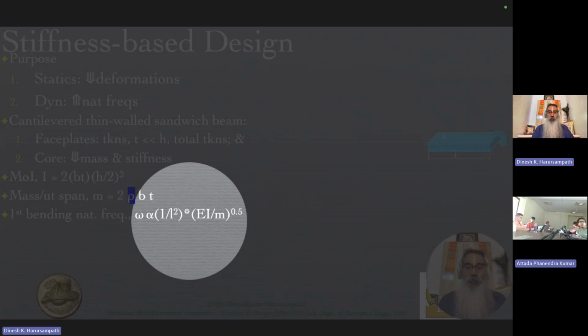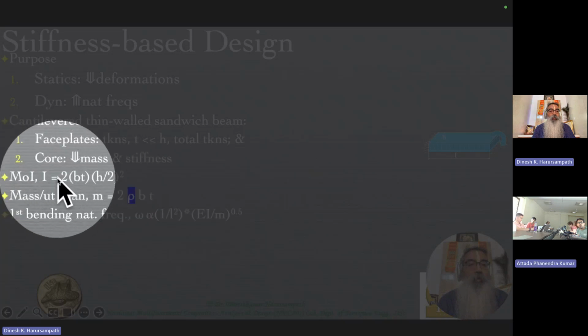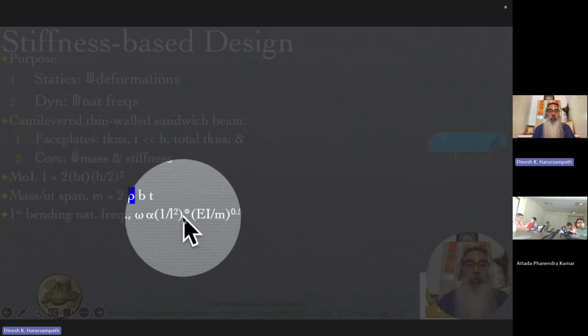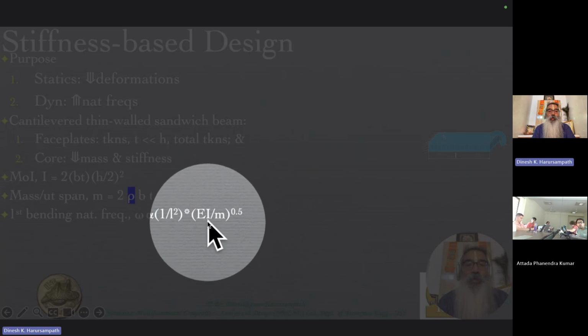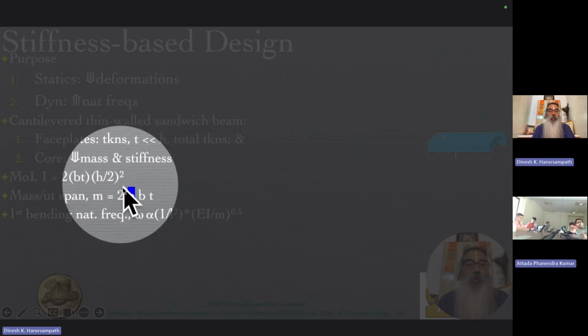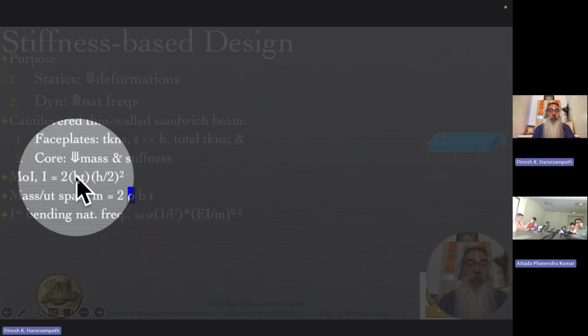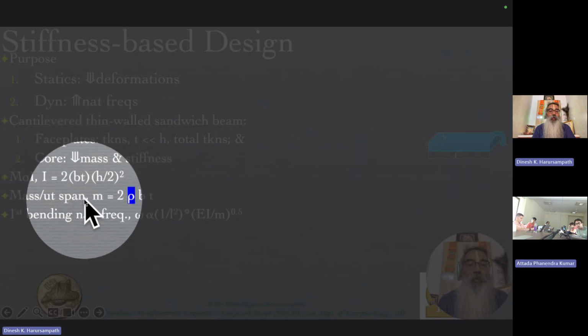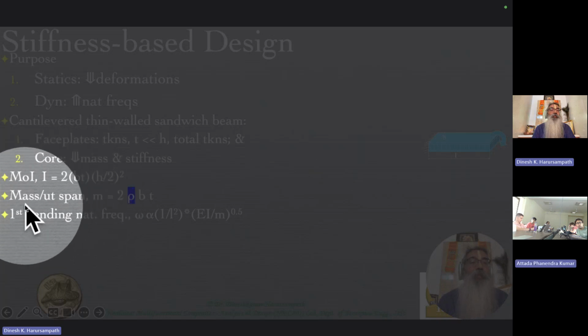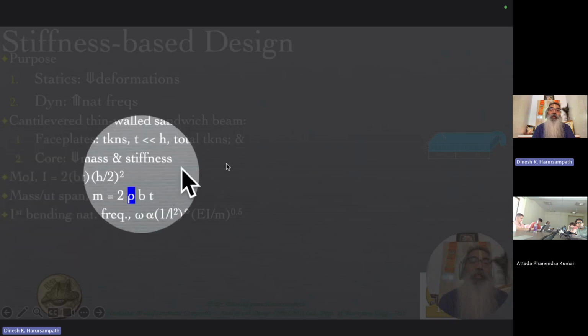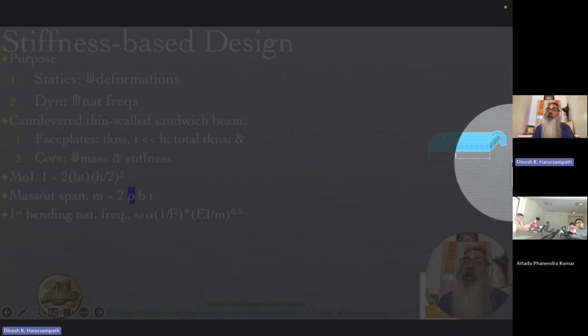I have one question. So in the second one, it's mass over UT span. What does UT stand for? The second term over here. No, the line above that. No, on the left side of the equation, where it says mass over UT span. Oh, yeah, or unit span. So I'm just saying the mass per unit length. So this is, remember, half the span.